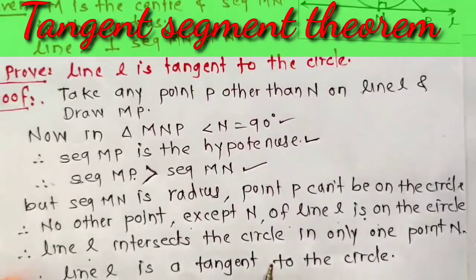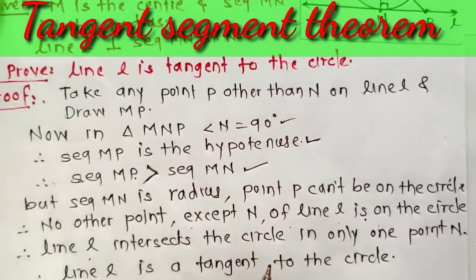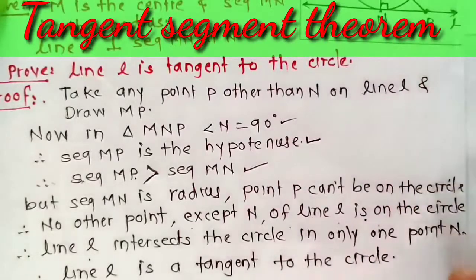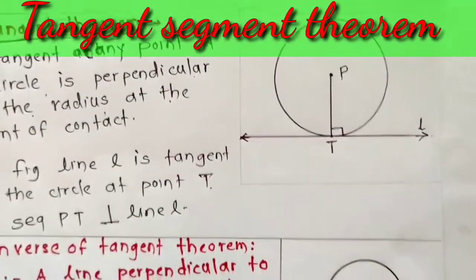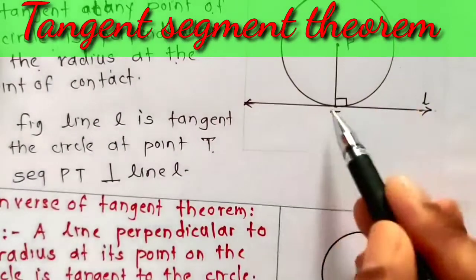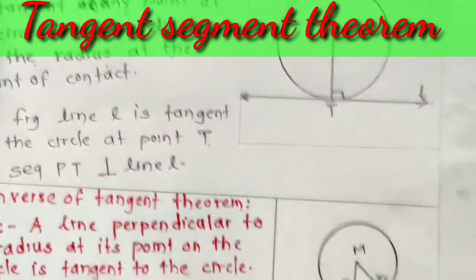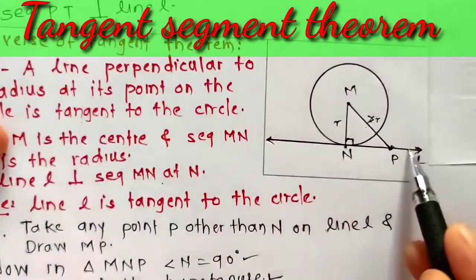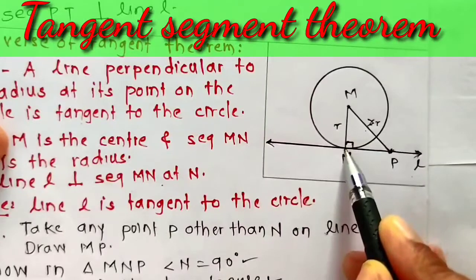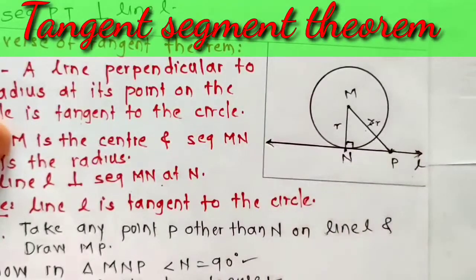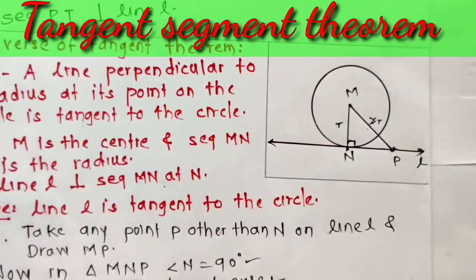So this proof is also not important. Remember only how to use these two theorems while solving the examples. The radius is always perpendicular to the tangent, and if we draw a line perpendicular to the radius at a point on the circle, then we can call this line a tangent. Now let us see next.